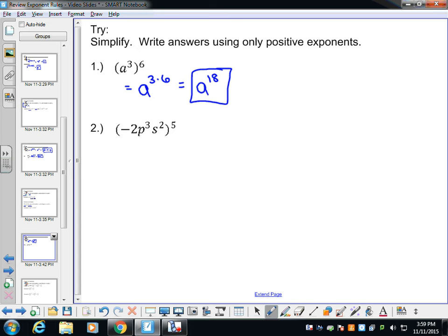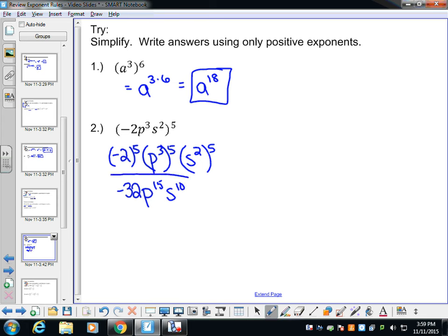The second one, negative 2 p cubed s squared raised to the fifth. Basically, each number gets the exponent raised to the fifth. Okay. Negative 2 to the fifth is negative 32. And then I have p to the third to the fifth, so I apply the problem that we did in part 1, so that just becomes p to the 15th. Then I have s squared to the fifth, which is really just s to the 10th.